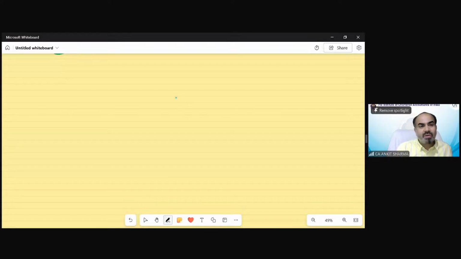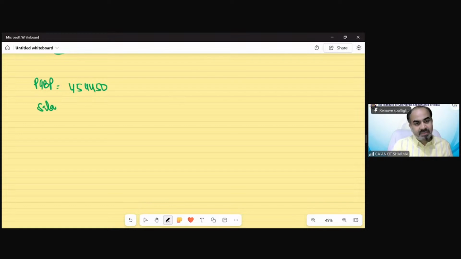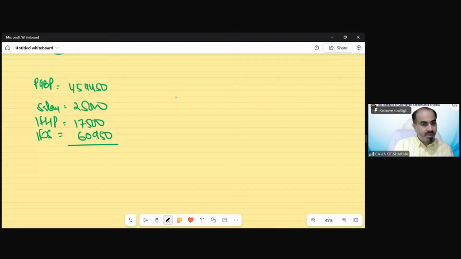So after the calculation, my PGBP was 454,450. Clear? Salary was 25,000. Income from house property is 17,500 and income from other source would be 60,900. This total would be 547900.